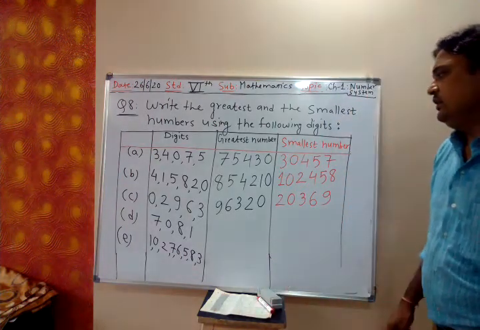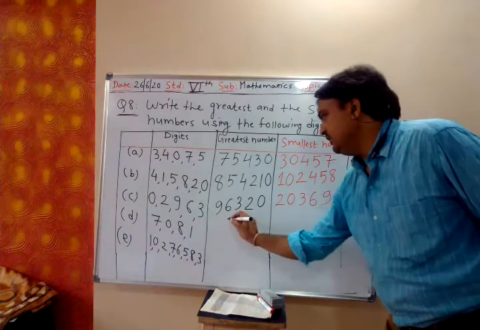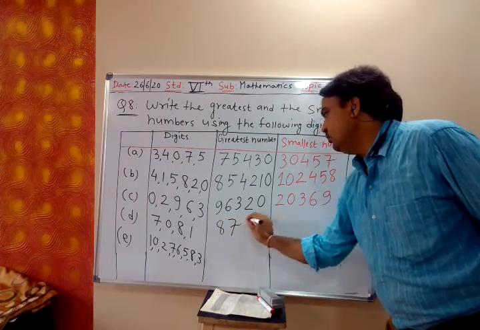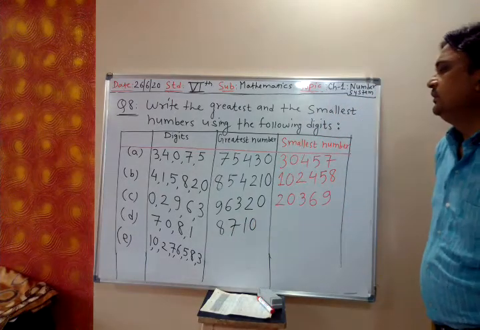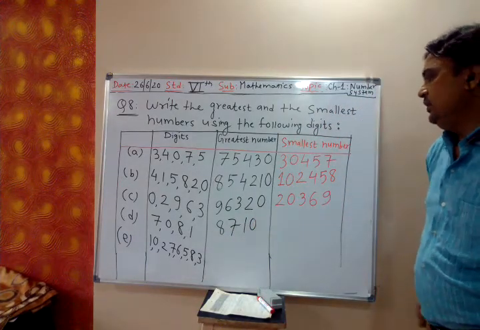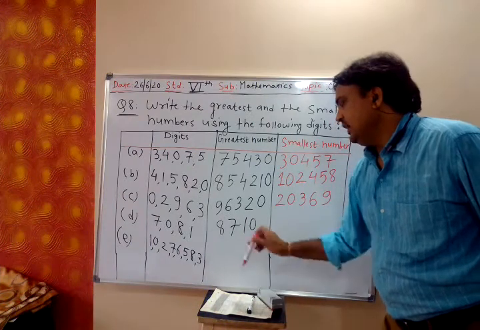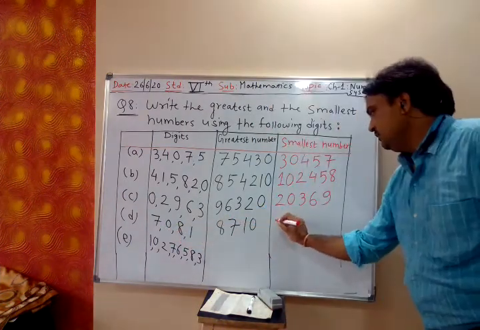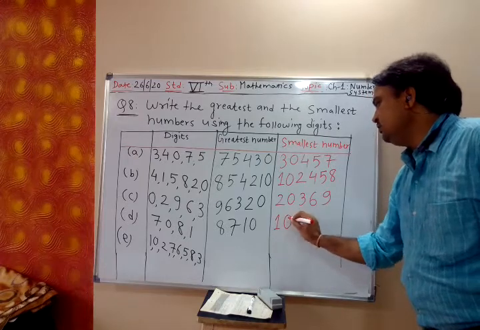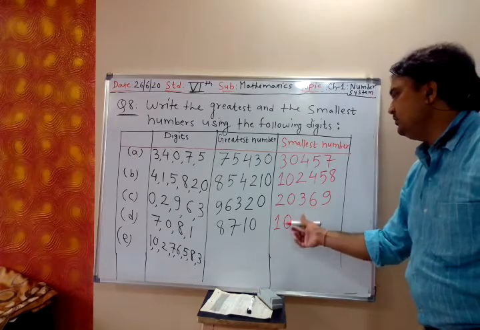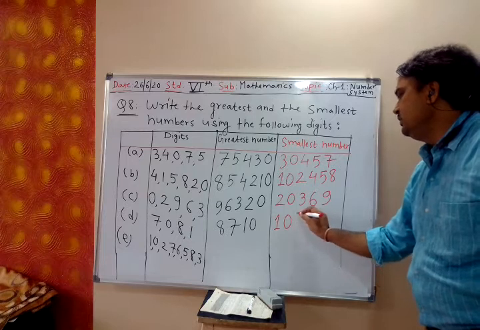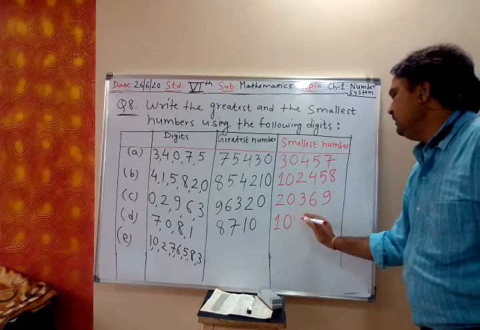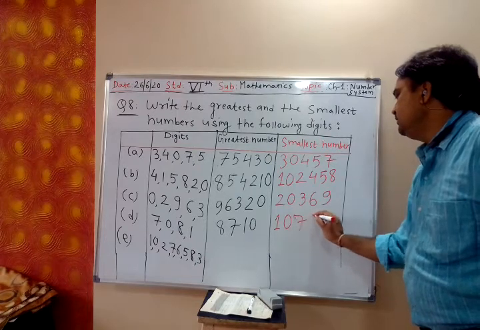Then 7, 0, 8, 1. For the greatest number, start with the greatest digit 8, then 7, 1, 0. For the smallest number, start with the smallest digit 0, but starting with 0 has no meaning, so instead of 0, 1 I will write 1, 0. Then 7, 8: 1, 0, 7, 8.